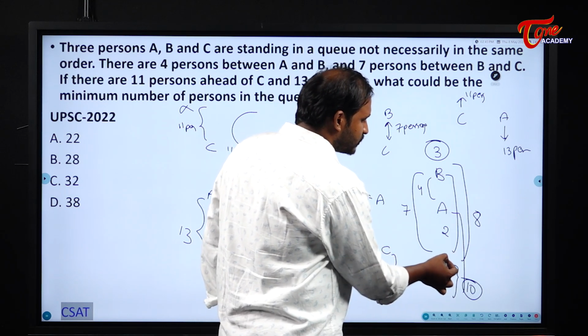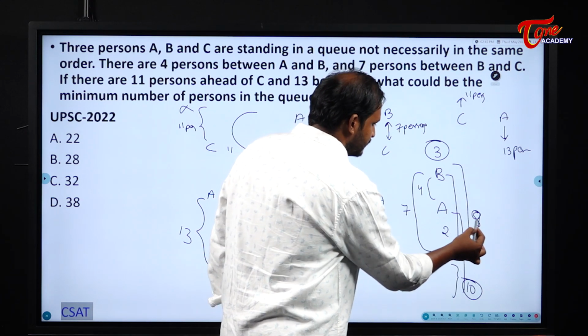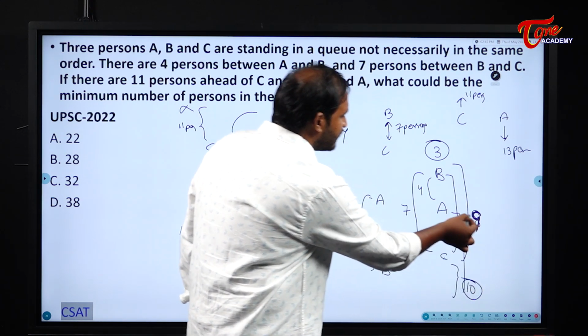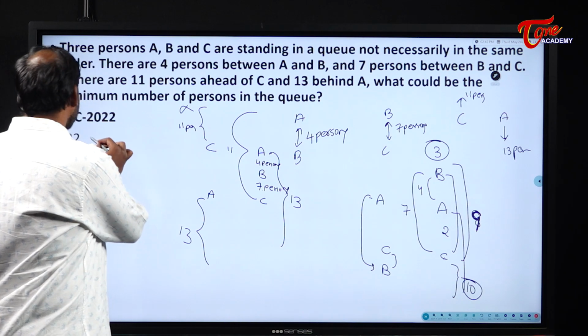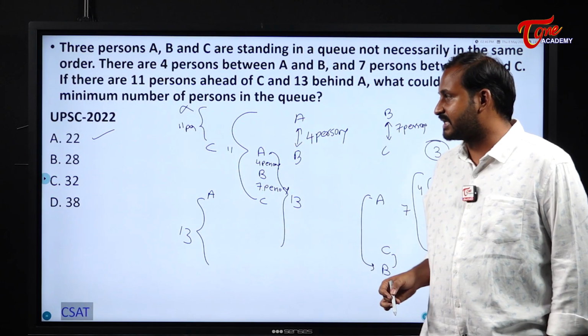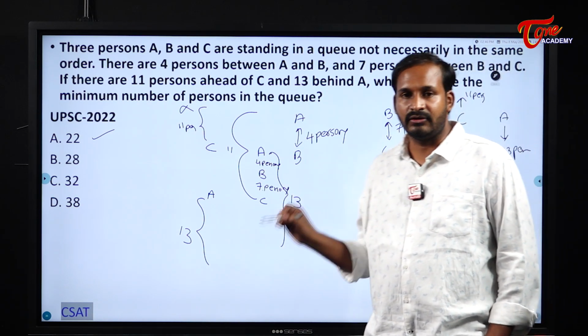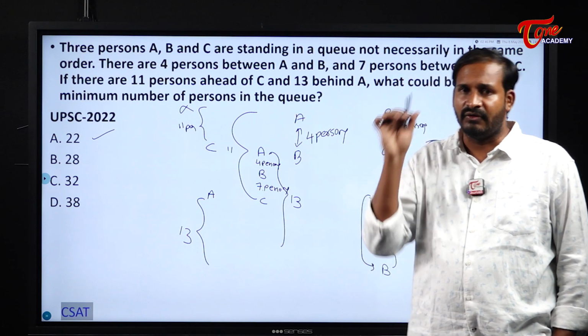Okay, we should also count C, right? So 9. So 9 plus 10, 19, 19 plus 3, 22. So that means in that row overall how many people are there? 22 persons are there. A minimum of 22 persons can be accommodated in that row. Minimum number is 22.